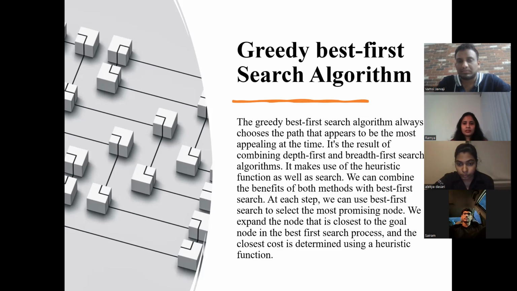We can combine the benefits of both methods with best first search as well as depth first search. At each step, we can use best first search to select the most promising node. We expand the node that is closest to the goal node in the search process, and the closest cost is determined using a heuristic function. The flowchart is explained by Mahesh Kompally.